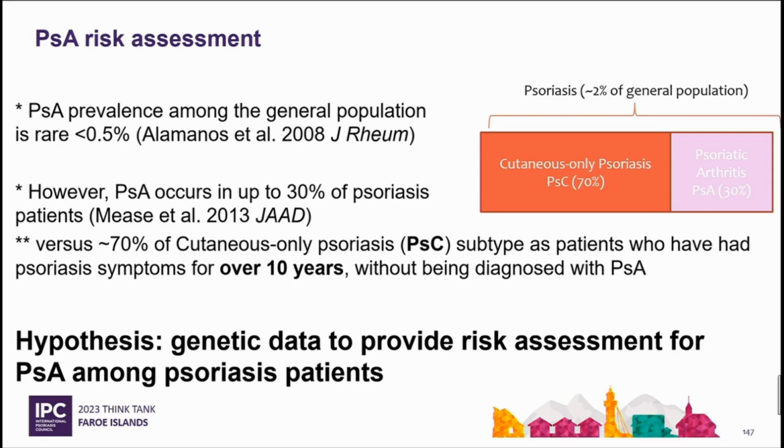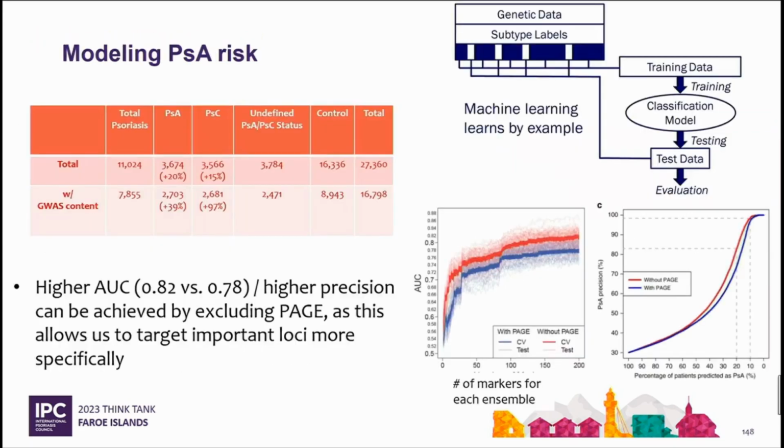Okay, by only using genetic data alone. So this is just a one-slide summary of what we have done. We looked at around 10,000 individuals. Some of those have psoriatic arthritis status. Some have not been diagnosed with psoriatic arthritis in a 10-year period, so they're cutaneous-only psoriasis, and we're really trying to ask, can we predict them? Can we separate them?